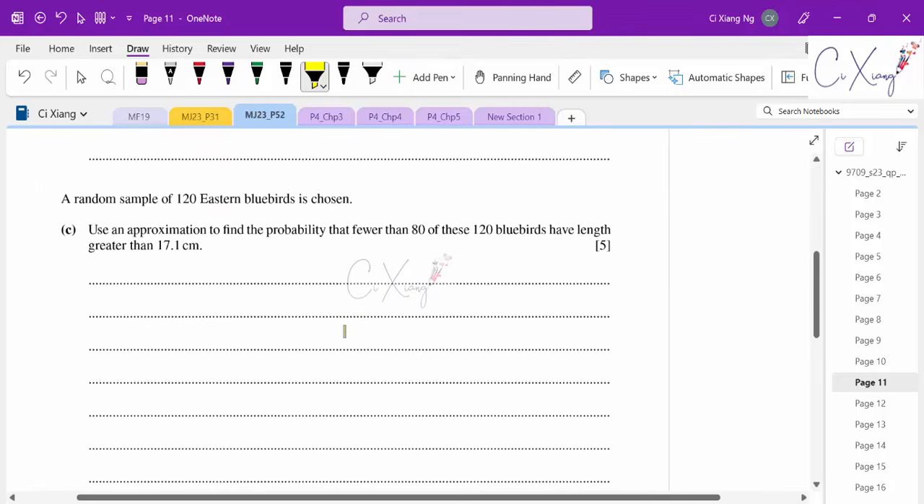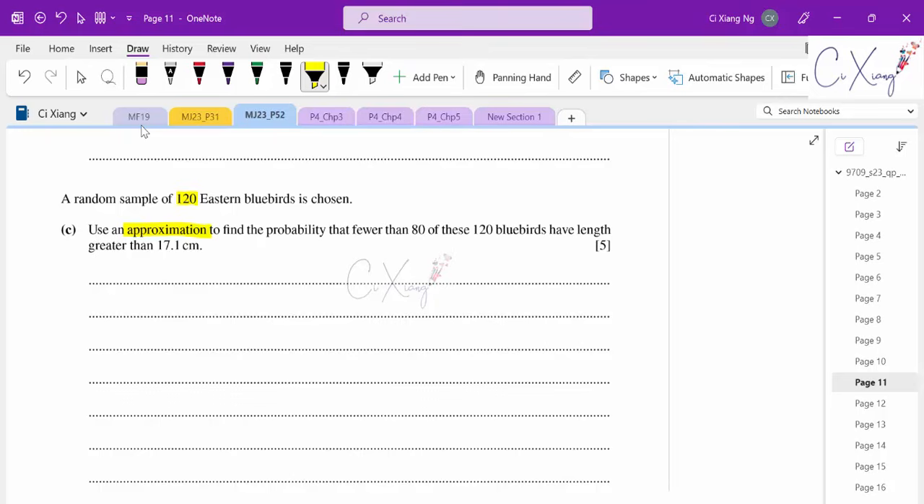Okay, so for part C, now I'm having a random sample of 120 eastern bluebirds. So eastern one is chosen. Use an approximation, highlight the keyword approximation, to find the probability that fewer than 80 of these 120 bluebirds have length greater than 17.1. Okay, so for this question, the keyword is approximation. So this actually gives us a very big hint. In our AS syllabus for Stats 1, there's only one type of approximation where the original distribution will be binomial and we will change it to normal distribution.